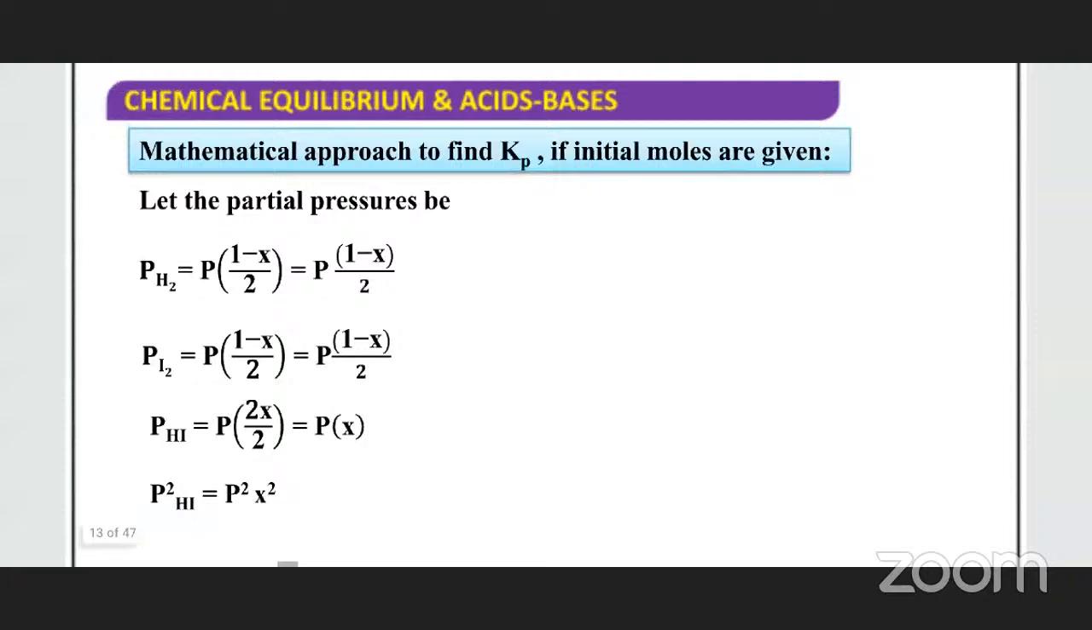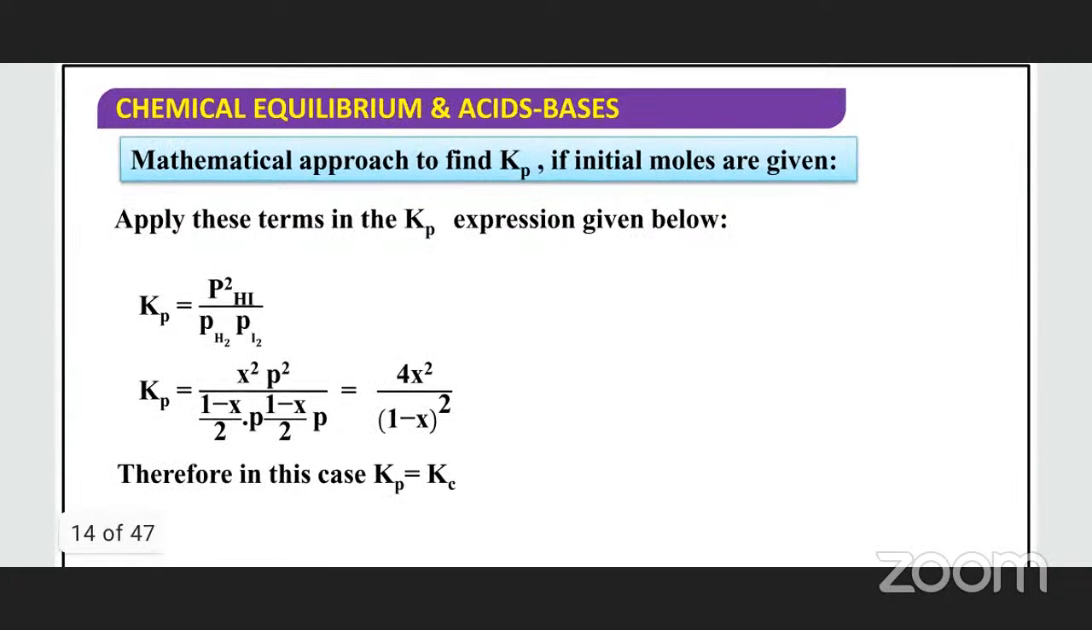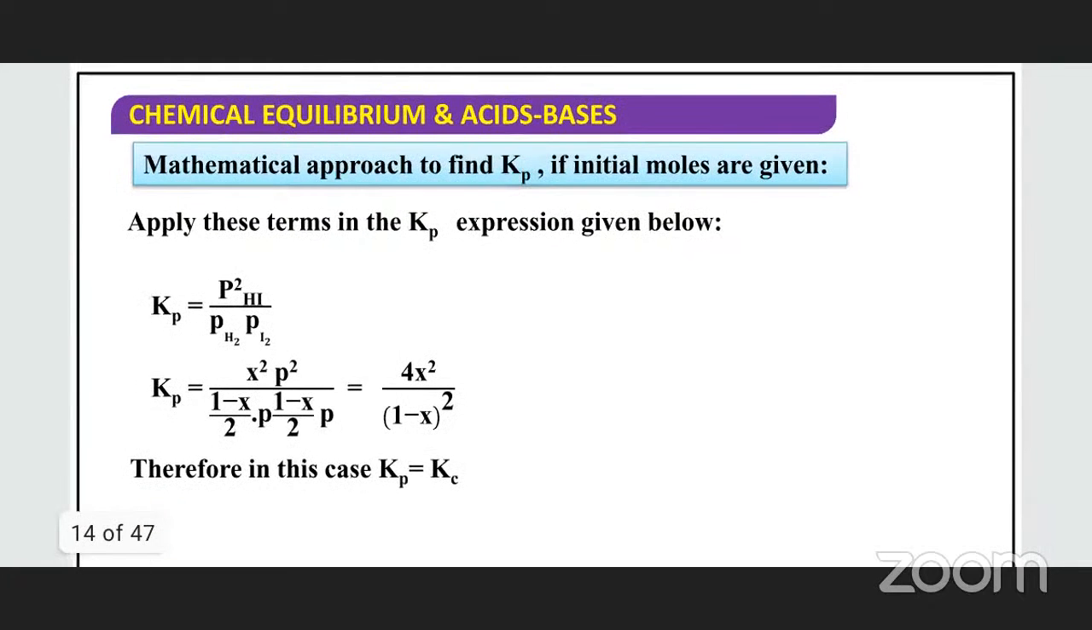Apply these terms in the Kp expression given below. Kp is equal to partial pressure of product by partial pressure of reactant: partial pressure of HI squared by partial pressure of H2 into partial pressure of I2. Therefore, Kp is equal to P squared x squared by (1 minus x by 2) into partial pressure P, (1 minus x by 2) into partial pressure P. Therefore, 4x squared by (1 minus x) whole squared. Therefore, in this case, Kp is equal to Kc.